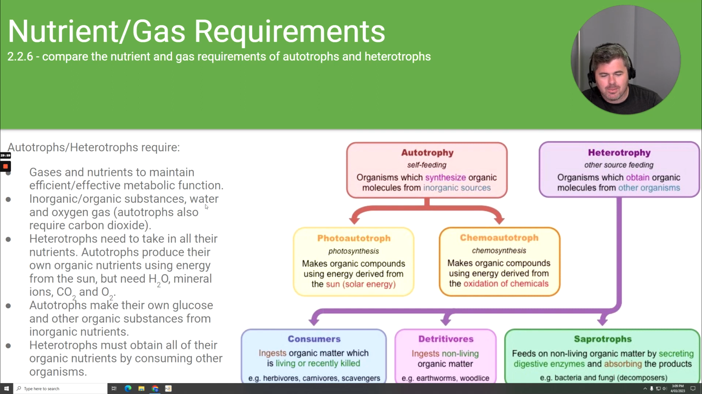Inorganic and organic substances, water and oxygen gas. Autotrophs also require carbon dioxide. Heterotrophs need to take in all their nutrients. Autotrophs produce their own using energy from the sun, but they do need H2O, mineral ions, carbon dioxide, and oxygen. Autotrophs make their own glucose and other organic substances from inorganic nutrients. Heterotrophs must obtain all of their organic nutrients by consuming other organisms. So obviously, big difference there. Heterotroph has to eat something else. Autotroph makes their own.